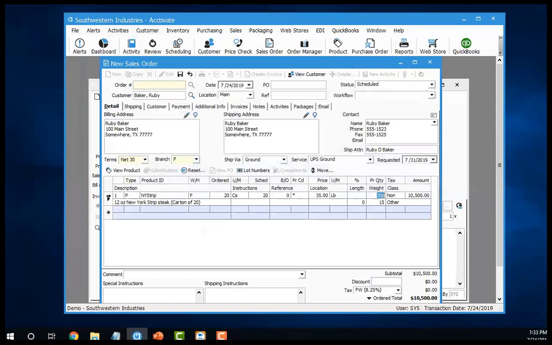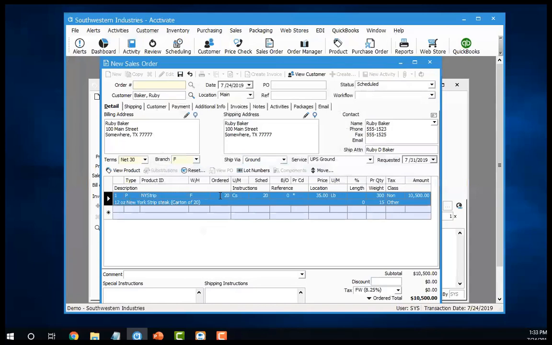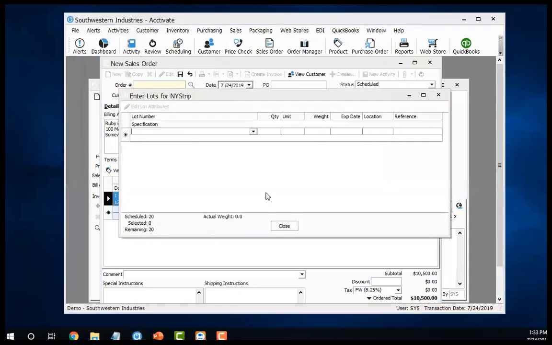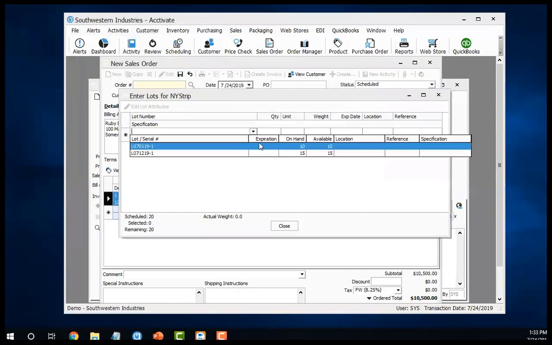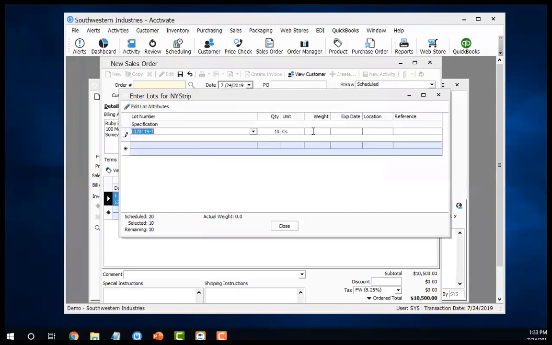So New York strips, lot controlled. That makes sense. It's food. We go to our lot numbers tab and we select our lot number. So the first we're going to pick is this one here, and the quantity is 10.